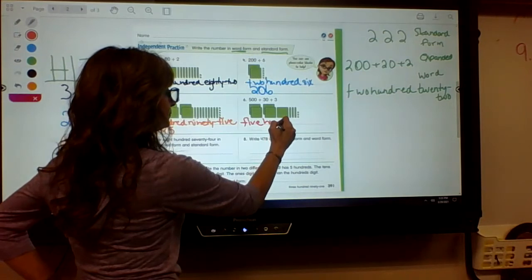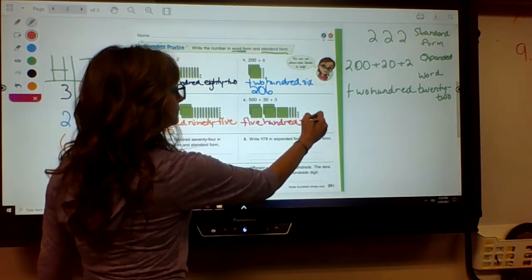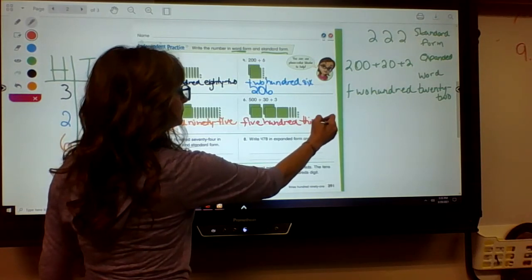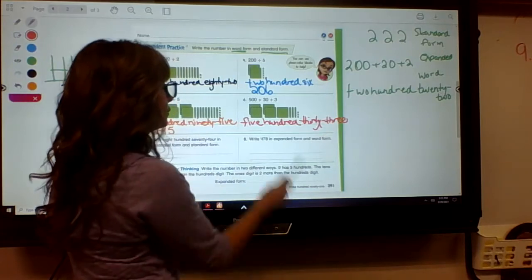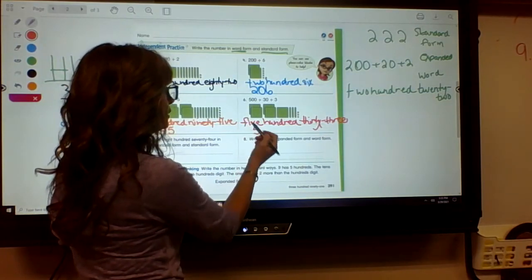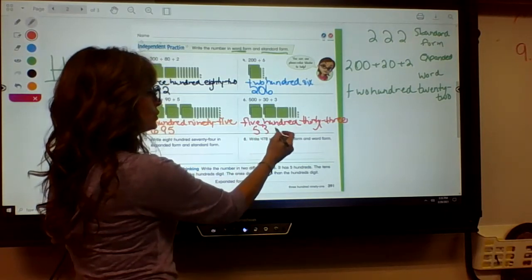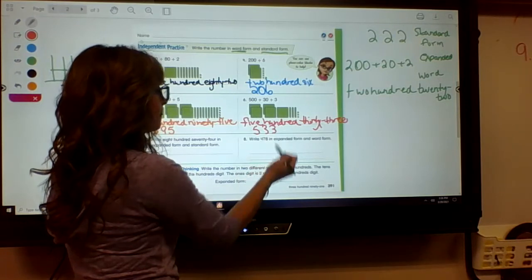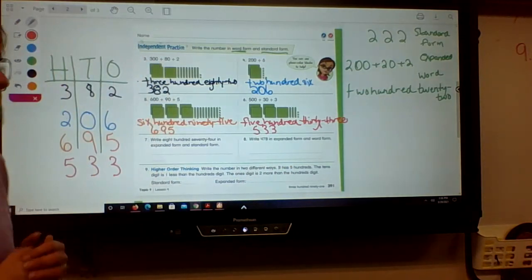500 33. Okay, so you got what digit's going to go in the hundreds place? 5. What digit will go in the tens place? A 3. And which digit goes in a ones place? 3. 533.